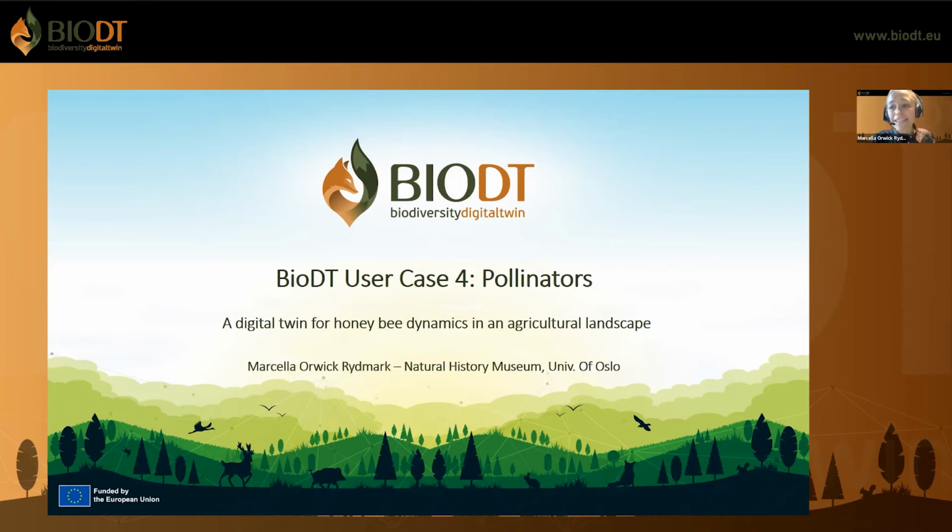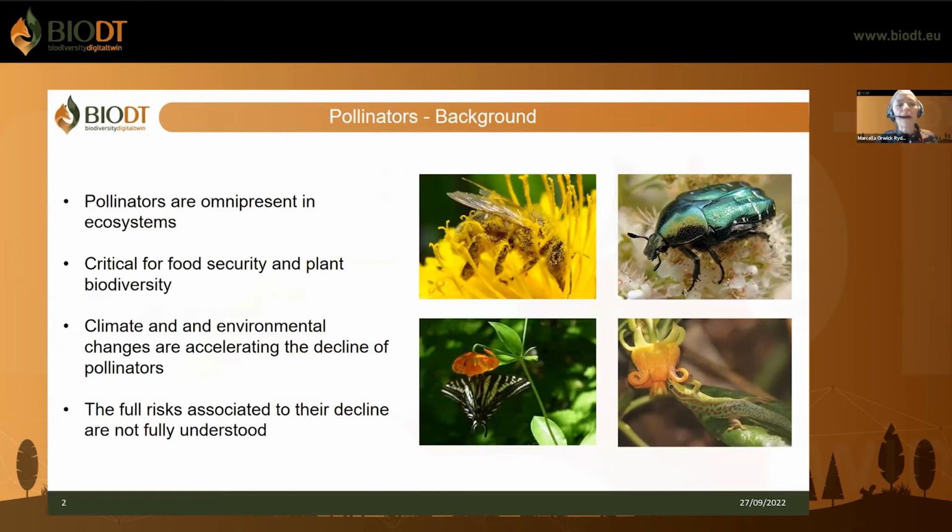So I will be presenting today on behalf of the pollinator use case with the subtitle, A Digital Twin for Honeybee Dynamics in an Agricultural Landscape. First, just briefly about pollinators. They're absolutely omnipresent in our ecosystem. We all know about bees, but as well as bees, there are beetles, there are butterflies, there are even small vertebrates that are extremely important as pollinators. These vertebrates, for instance, can include lizards, bats, and even small rodents.